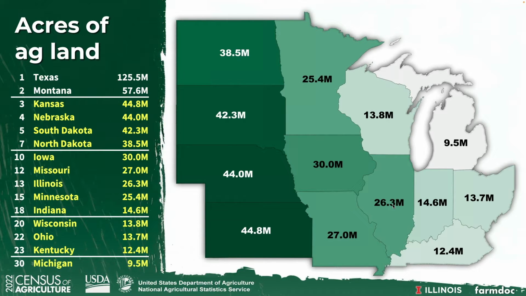All right, now we're looking at how big are these states. In Texas, up at the top left, is the 800-pound gorilla with 125 million acres of ag land. Then comes Montana. You can see that Illinois ranks 13th with 26 million acres of ag land. And as you go to the east, the states get smaller and the ag land gets smaller.